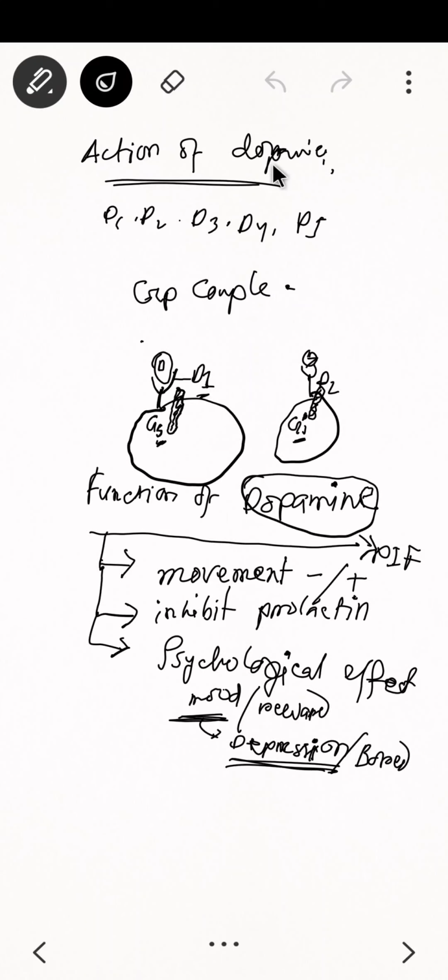Then the action of dopamine. Dopamine acts by dopamine receptors, and dopamine receptors act through the adenyl cyclase enzyme by activating or inhibiting it. The D1 receptor activates adenyl cyclase through Gs, or stimulatory G protein. On the other hand, the D2 receptor inhibits adenyl cyclase through the inhibitory G protein mechanism. The functions of dopamine are in movement, it inhibits prolactin, and some psychological effects, that is mood, reward, etc.